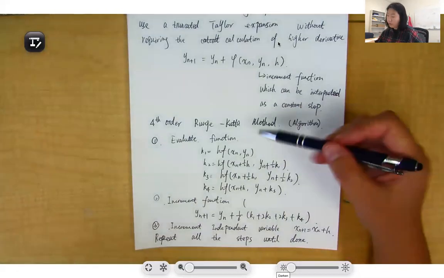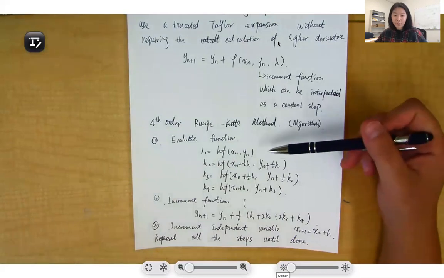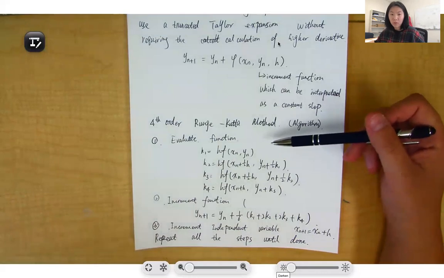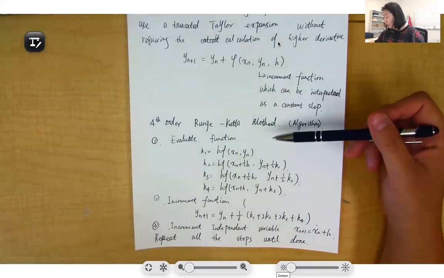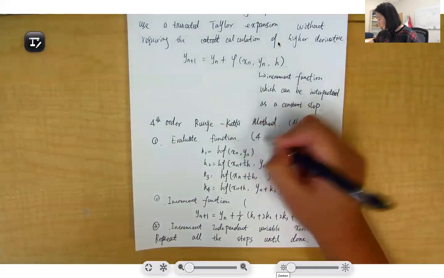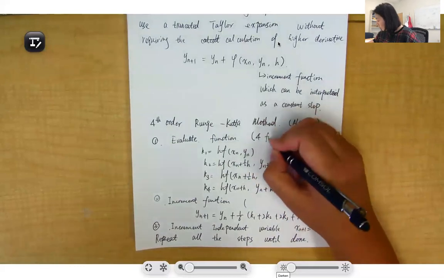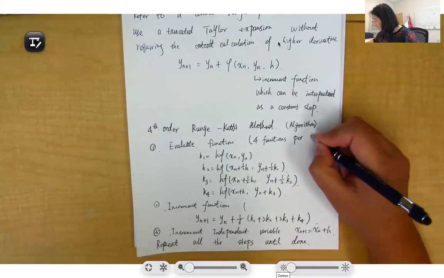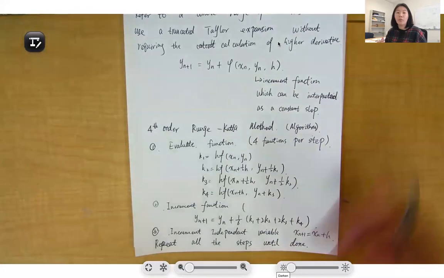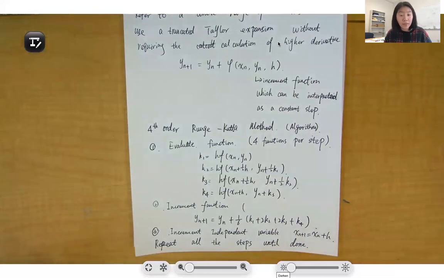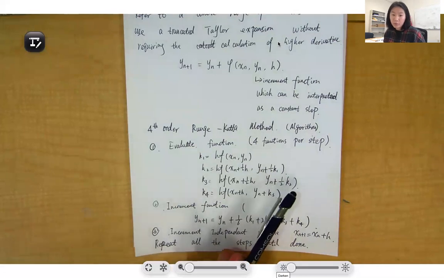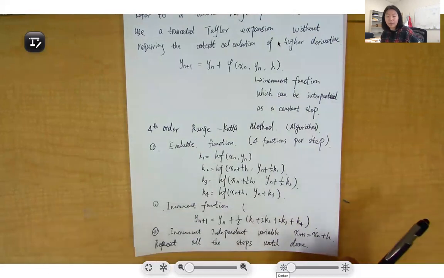And you know, for Euler's method, we only evaluate one function per step. For modified Euler, it is 2 functions per step. So for fourth order, it is 4 functions per step. And you can think in terms of the computational expense, it will be much more expensive as compared to the first order or second order Runge Kutta, but it will lead to a higher accuracy. Okay.